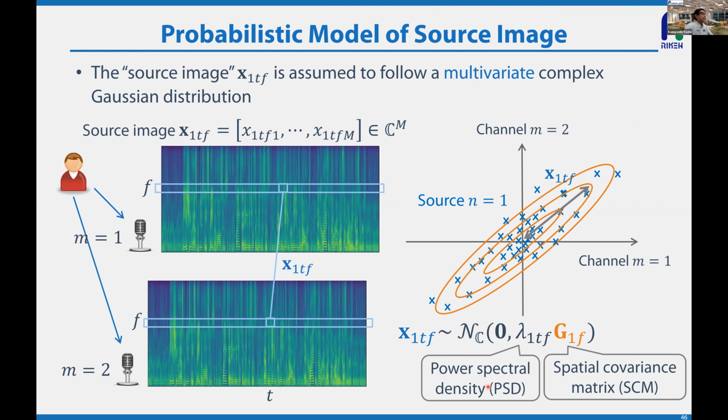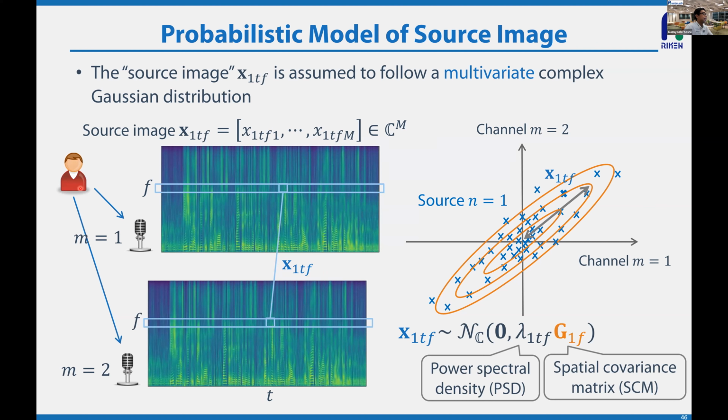So now, suppose that there is a single sound source here, and there are two microphones here. After sound propagation, you can get such a two-channel complex spectrogram. And here, if you focus on some time frame t and the frequency being f, you can get a two-dimensional complex vector x1 tf.